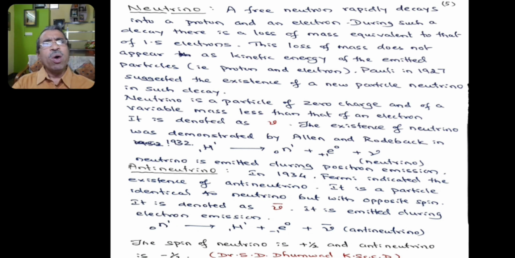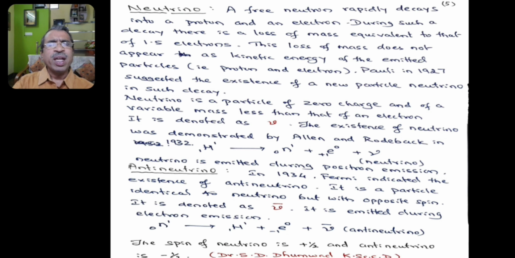Now let us know about another nuclear particle, that is the neutrino. A free neutron rapidly decays into a proton and an electron. During such a decay, there is a loss of mass equivalent to that of 1.5 electrons. This loss of mass does not appear as kinetic energy of the emitted particles.